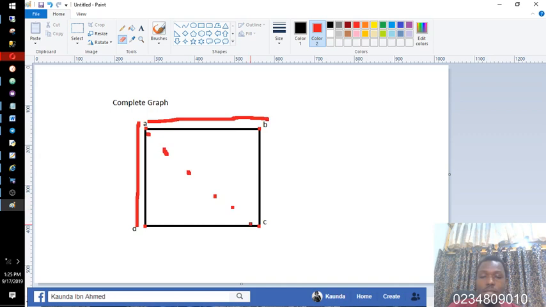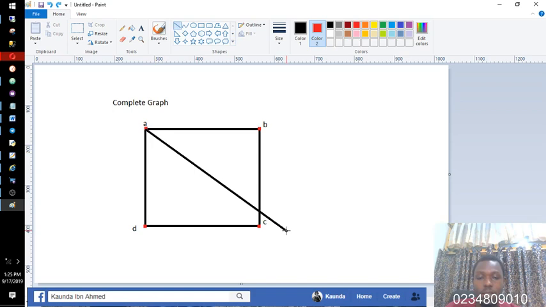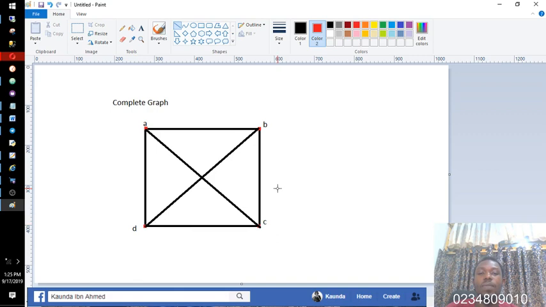So what do we do? Let's link that up. Now we can say A is connected to B, A is connected to C, and A is connected to D. So that is for A. Now let's go to B. B is connected to A, B is connected to C, but B is not connected to D. So the graph is still not complete. Let's connect it. So let's go to C. C is connected to B, C is connected to A, C is connected to D. If you come to D, D is also connected to all the other vertices in the graph. So finally, this graph is complete.